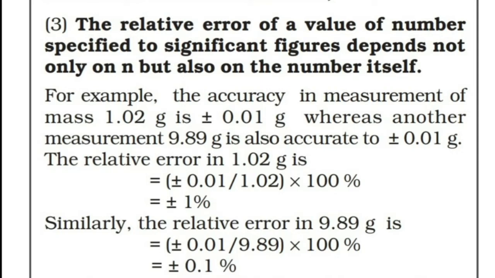So relative error in 1.02 gram is 0.01 by 1.02 into 100, that is percentage error, that is 1%. And in measuring 9.89 gram, it comes around 0.1%. So relative error depends on the absolute error and also on the measured value. If the measured value is small, relative error will be more. If the measured value is big, relative error will be less. For 1.02, the error is 1%. For 9.89, the percentage error is 0.1%. So that is the meaning.